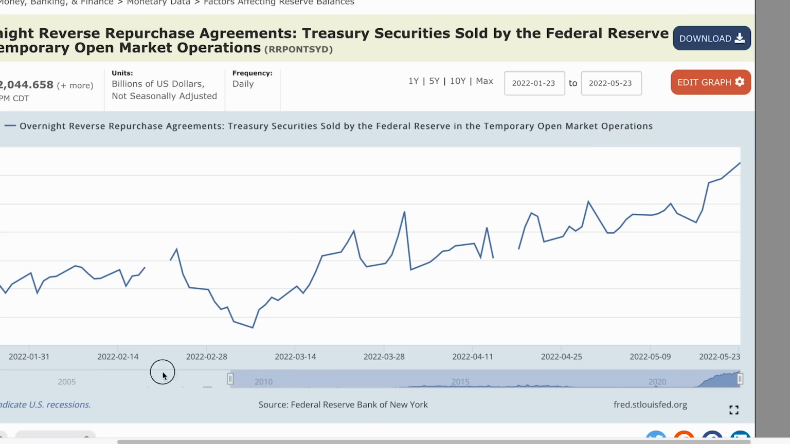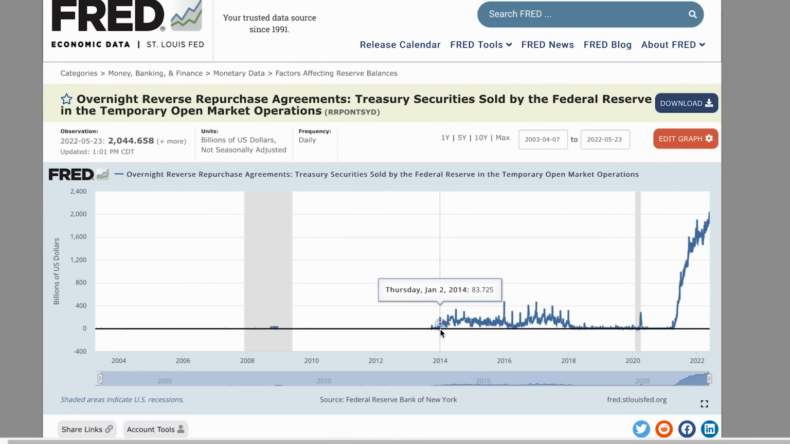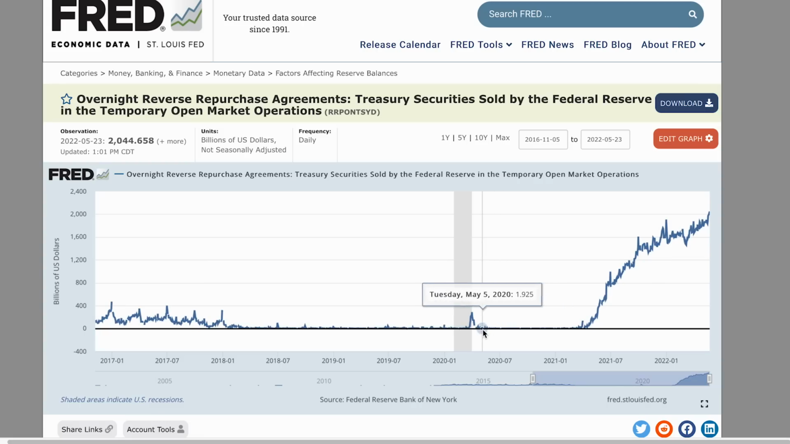Now, historically, there's not much usage of this account. There was some usage of it in 2014 through 2017, really not much since then. And we can see that it was basically not used at all once COVID started until right here, in March of 2021, when it just started sucking in cash and never ever stopped, even until today.